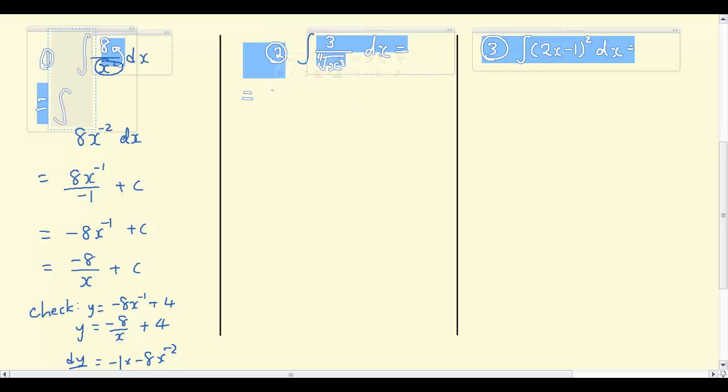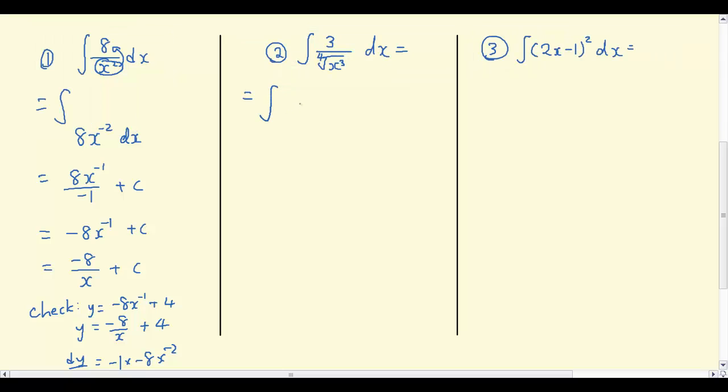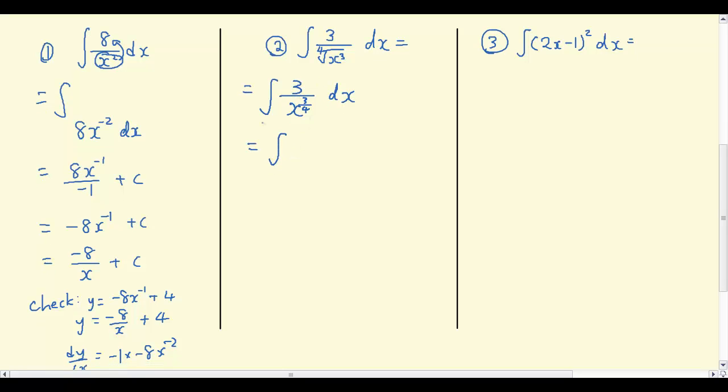So what we want to do is, before we even integrate it, get rid of the square root sign. So this becomes x to the power of 3 over 4. This was one of the index laws. If you're not sure how I just did that, you should go back to the index law tutorial. Okay, now I can move the denominator to the numerator position. So this becomes 3x to the power of negative 3 over 4 dx.